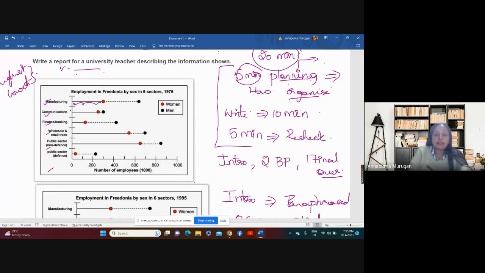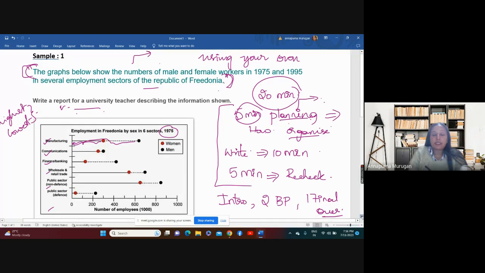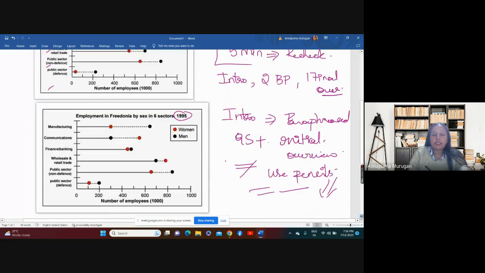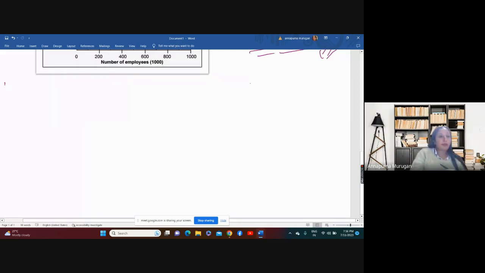You can see there is a twist and turn here. But let us not worry about what is happening here. Let us first write our introduction. The same idea we are going to present using our own words. The first part of the introduction I am writing. Kindly have a look at it. Introduction. The first part, the paraphrased question statement.